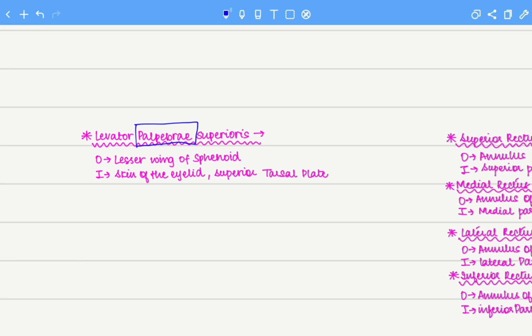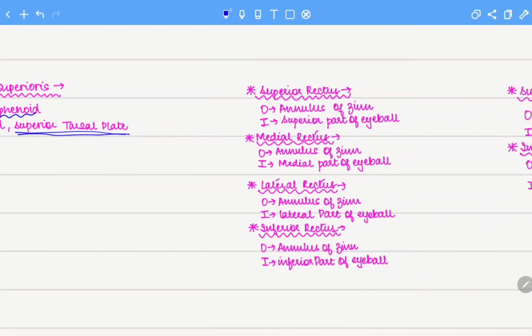This muscle has the word levator in it, hence it is associated with levation of the upper eyelid. It originates on the lesser wing of the sphenoid and it inserts onto the skin of the eyelid as well as the superior tarsal plate. Next, we move to the rectus muscle.